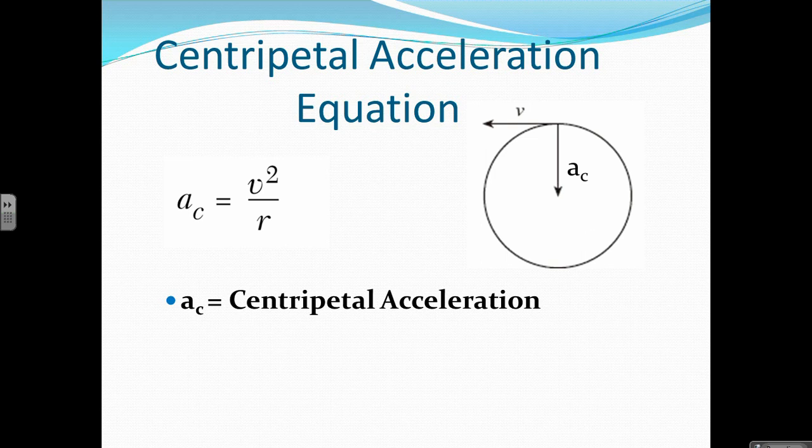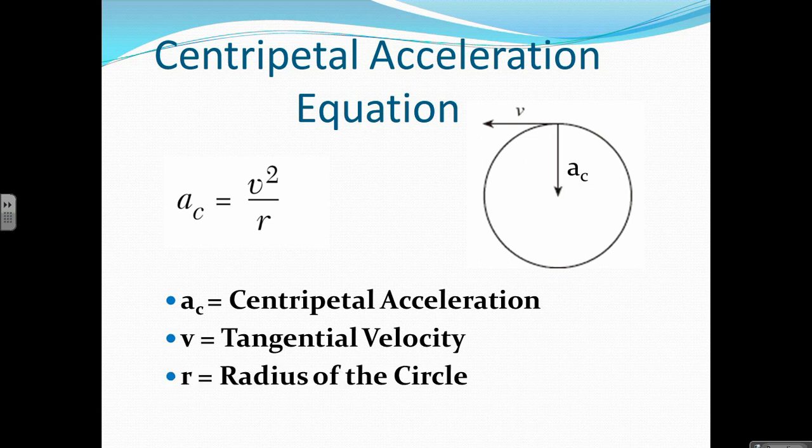As far as our variables, a sub c is our centripetal acceleration, v is our tangential velocity, and r is the radius of the circle.